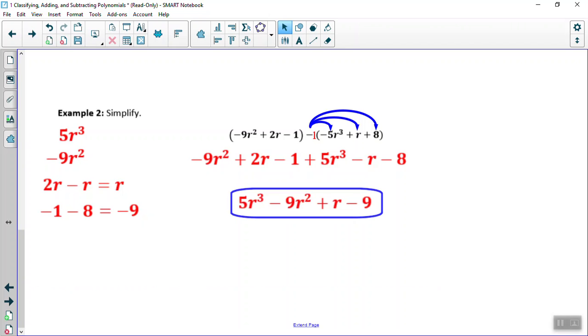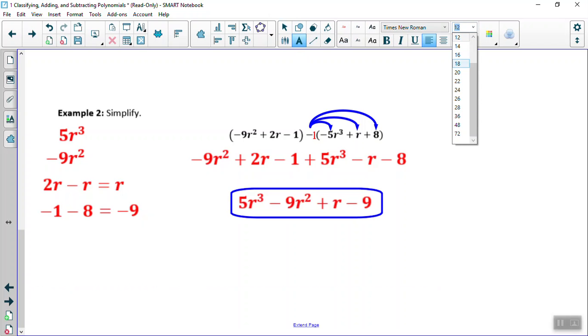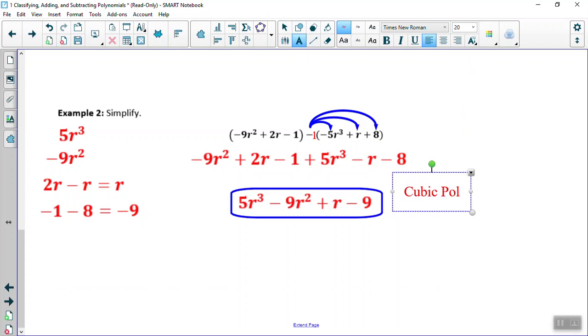If I wanted to classify this polynomial, I would say that it is a cubic polynomial because it's 4 terms. So anything over 3 terms, it just refers to as a polynomial. So if I were to classify this, I would call this a cubic polynomial.